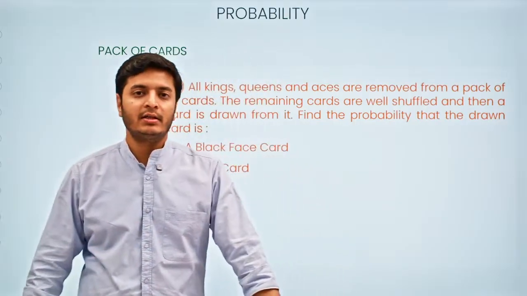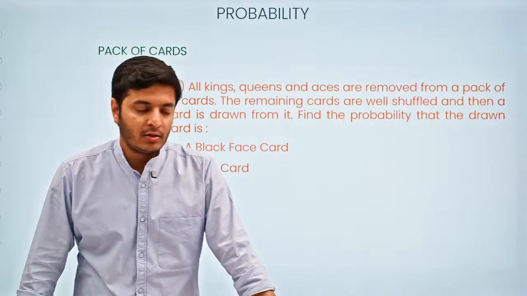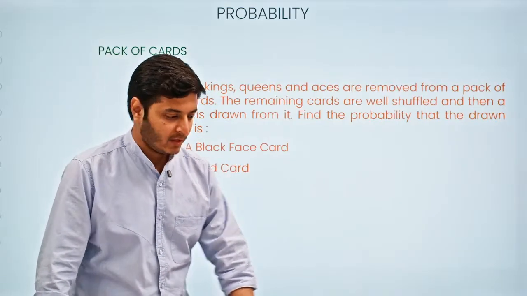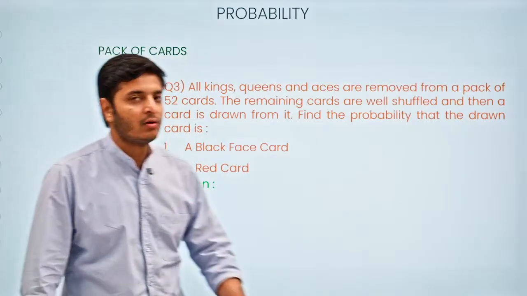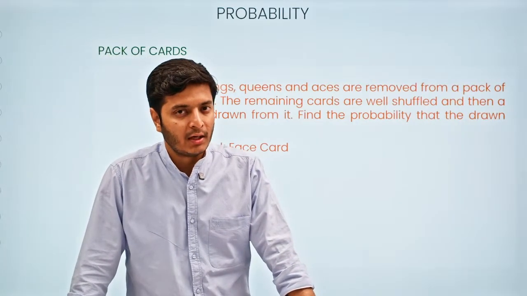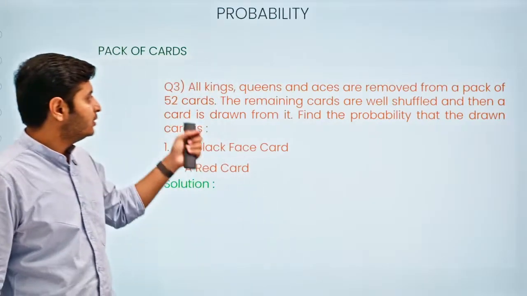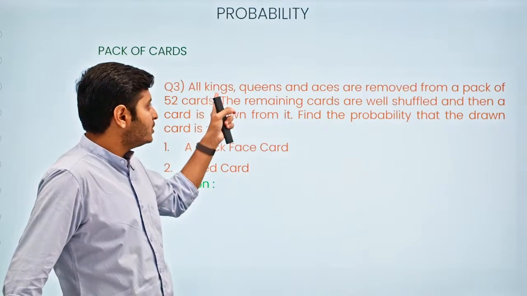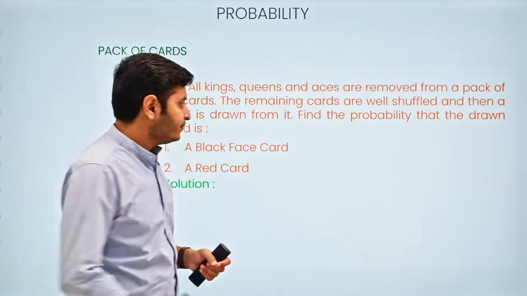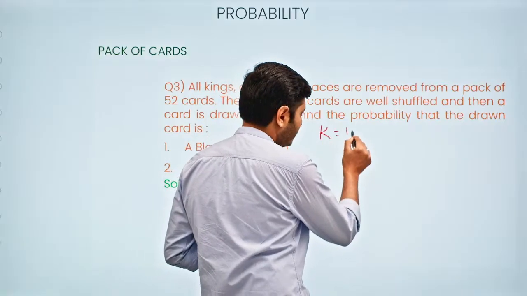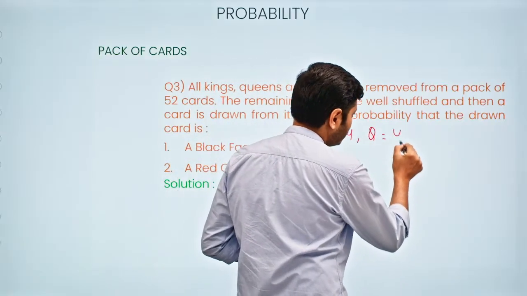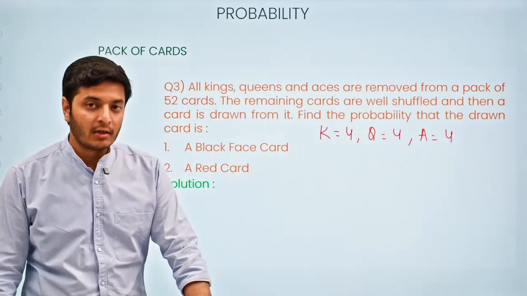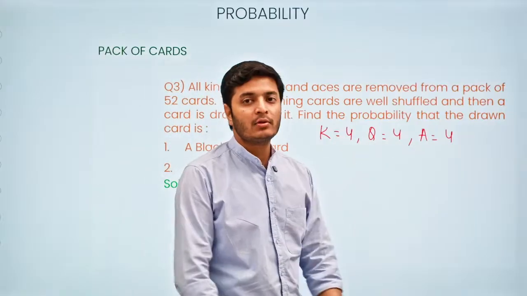Now here the things are gonna get interesting. Why? Because this time the total number of outcomes is not 52. Why? Because we are already removing some cards out of the deck, correct? And how many? The number is not directly given to us, but the hint is given that we are removing all the kings, all the queens, all the aces. How many kings are there? 4. How many queens are there? 4. How many aces are there? 4. So total number of cards that we are removing is 4 plus 4 plus 4, 12.